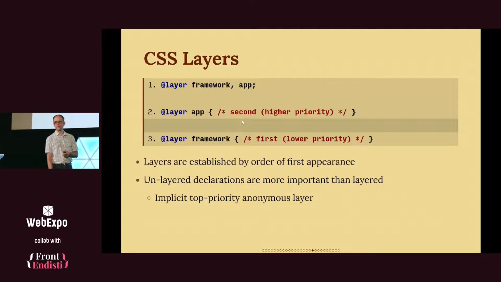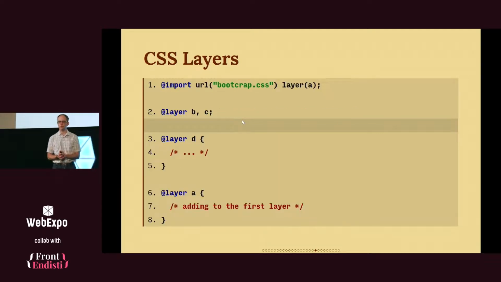We might also have some rules in our web app that do not belong to any layers at all. These are automatically assigned the top priority. In other words, there is an automatic, anonymous, top-level, top-priority layer created for those unlayered rules. Great, so let me show you more examples of how this works.